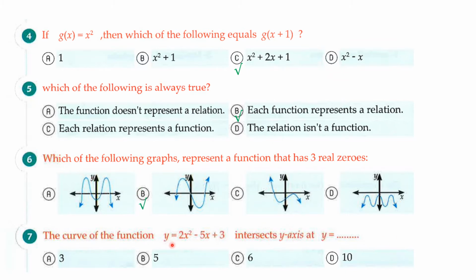The curve of the function y equals 2x squared minus 5x plus 3 intersects the y-axis. Where is the y-intercept? This is what they're asking for. Remember, when you replace x with zero, you're going to get the y-intercept, or basically C, this number is the y-intercept, and if there's no number, then it is 0. So the answer is A.